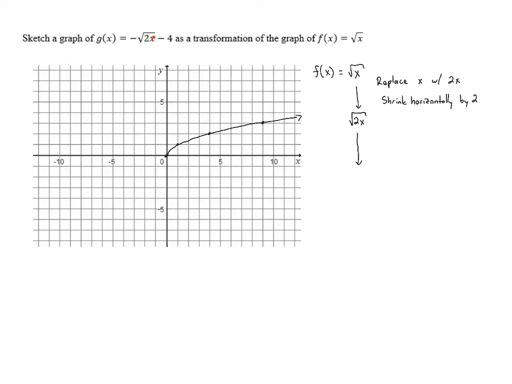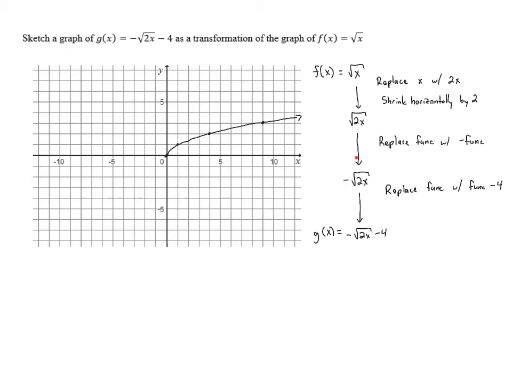Now we have to see what happens to this on the outside. And the first thing that's happening to this function is we're putting a negative sign in front. So we're taking the opposite. We will replace our function with the opposite of the function. And then the last thing we need to do is take our new function and subtract 4. So we'll replace our function with our function minus 4 to get g of x.